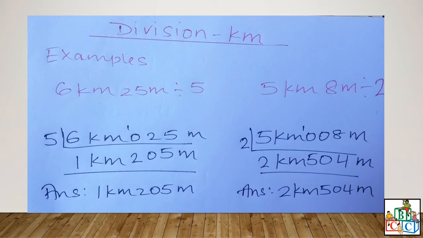The second example, 5 kilometers 8 meters divided by 2. Take a look at 8. 5 kilometers 008 meters divided by 2. Your answer is 2 kilometers 504 meters.